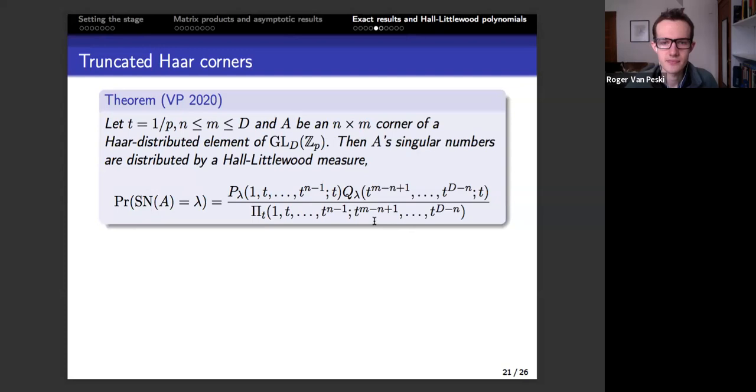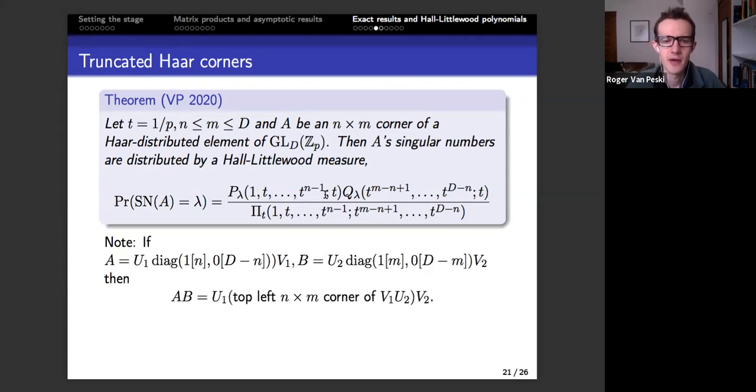And this Q is just a dual Hall-Littlewood polynomial. It's proportional to P with some constant that you can write down. And the way that you get this result from the result on products is in the previous result. So we had these matrices A and B with some fixed singular numbers, and then we multiplied them together, and we had a result about the singular numbers of their product.